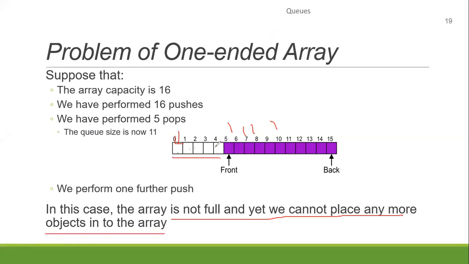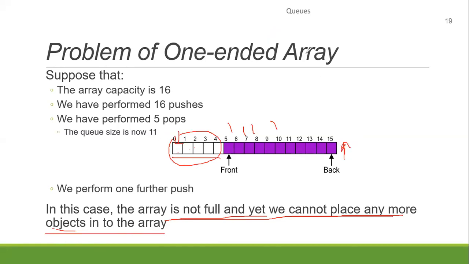Now there are 5 empty spaces, right? So if I want to insert a new element, what happens? I have to insert it here, after the 15th element. But there is no space left. So even though I have 5 spaces left here, and the array is not full, we cannot place any more objects in the array. That is the problem with a one-ended array, because if I want to insert here, there is no space after this.